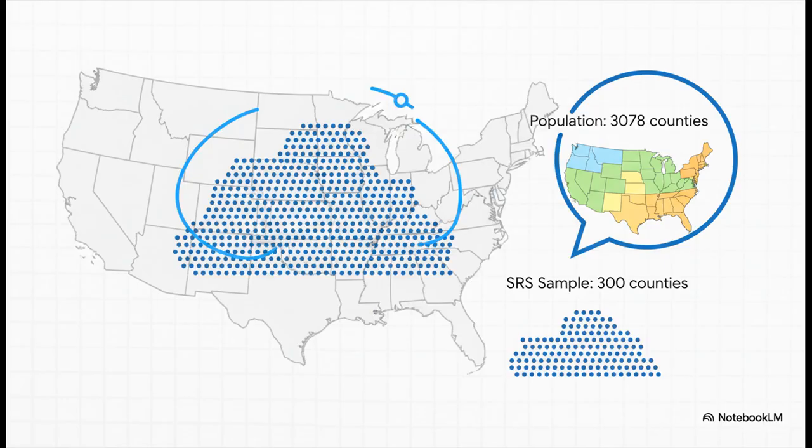So here's the scenario. We've got an SRS of 300 counties out of about 3,000 in the US. We want to estimate something about agriculture. But, oops, we forgot to stratify by region, and we know regions are really different. The good news is, we know from the census exactly how many counties are in each region. We can use that information to fix our estimate.